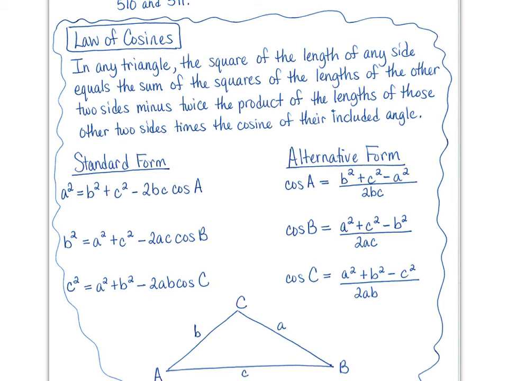You'll have to know that. Now, to get the alternative form that I've given here, all you do is algebraically manipulate this to get this. So it stays the same form, you can add 2bc cosine of A to this side, and then subtract a squared, and divide both sides by 2bc. Do you need me to write that?